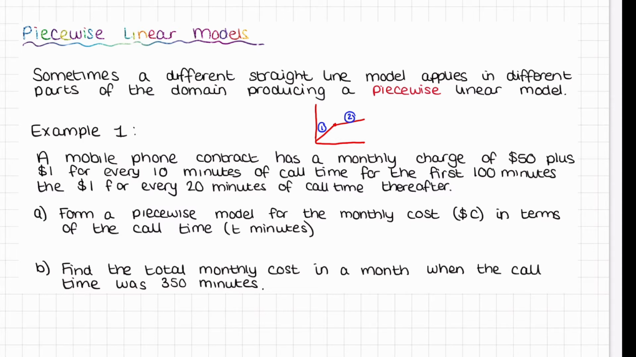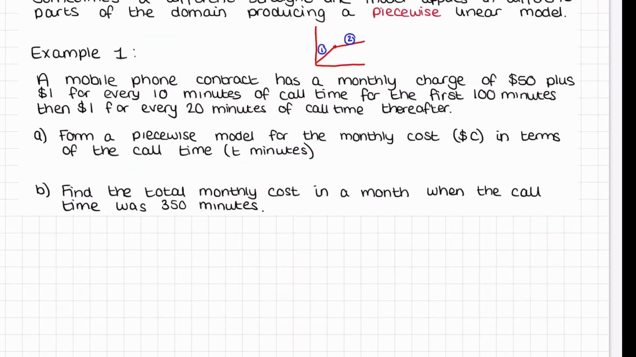This example, a mobile phone contract has a monthly charge of $50 plus $1 for every 10 minutes of call time for the first 100 minutes, then $1 for every 20 minutes of call time thereafter. We have a monthly charge of $50, so that is there no matter what. And then $1 for every 10 minutes of call time for the first 100 minutes, then $1 for every 20 minutes of call time after that.